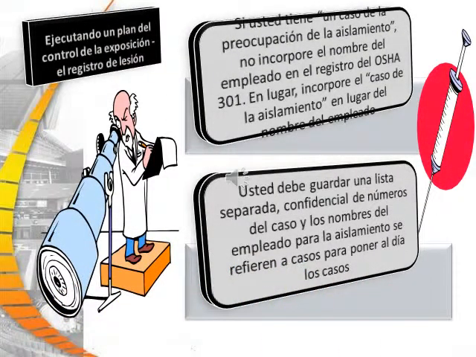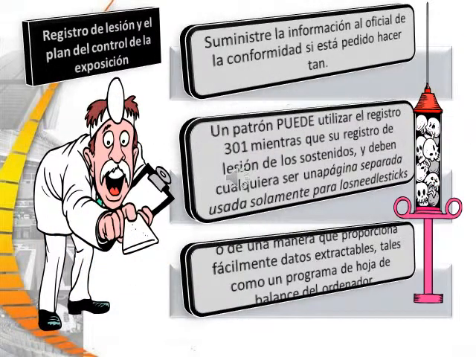If you have a privacy concern case, do not enter the employee's name on the OSHA 301 log. Instead, enter privacy case in place of the employee's name. You may keep a separate confidential list of case numbers and employee names for privacy concerns in order to update these cases. The injury log will furnish information to the compliance officer if asked to do so. An employer can use the 301 log as their sharps injury log, and it must be on a separate page or used solely for needle sticks, or in a way that can easily provide extractable data such as a computer or a spreadsheet program.